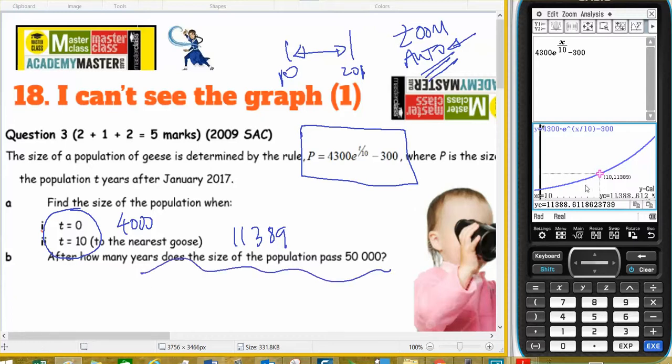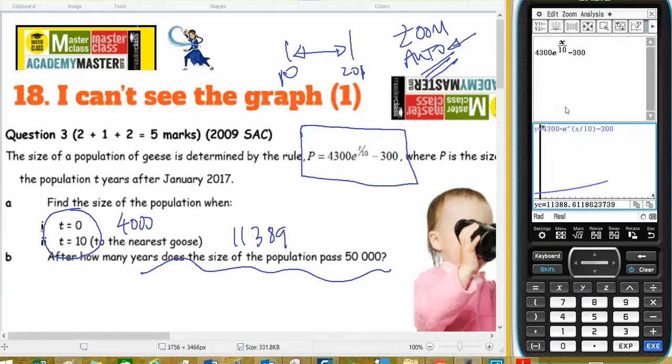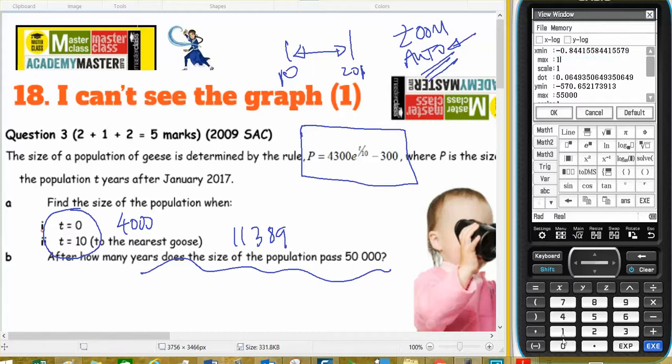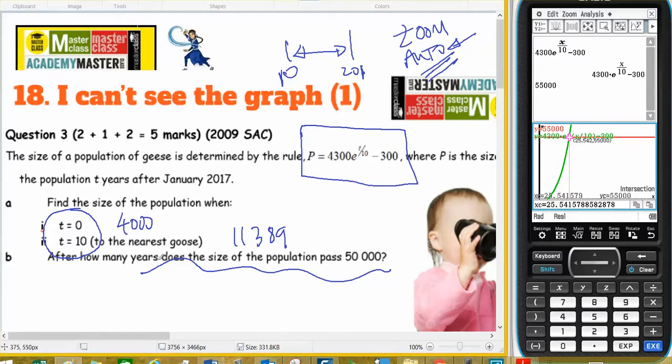After how many years has the population passed 50,000? So I'm going to now go up to 55,000. And maybe I need to go out to 100. And if I press X and I do 55,000, analysis G-Solve intersection, it's going to take 25.5 years.